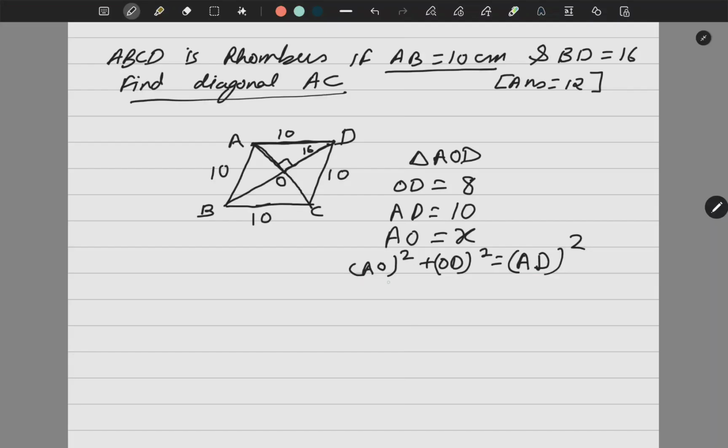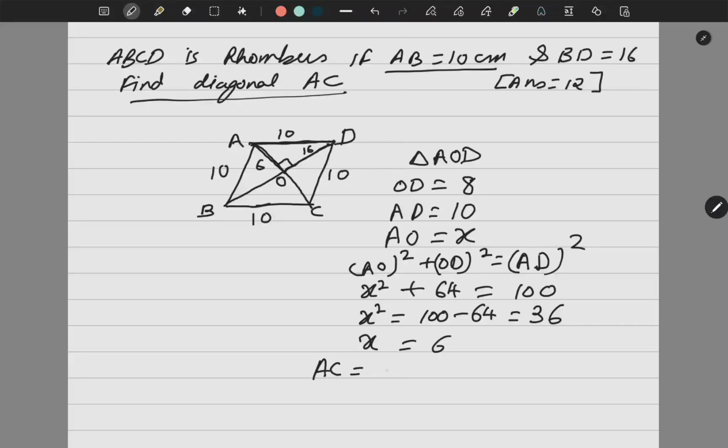Correct? Now what is the value of AO? X square plus OD square, OD is what? 8. So 8 8s are 64. Now AD square is 100. Right? So X square is equal to 100 minus 64, which is equal to 36. So X is equal to 6. So AO is 6. So this line is 6. So what is the value of AC? I know it should be double. So my answer, AC is equal to 6 into 2, that is 12.